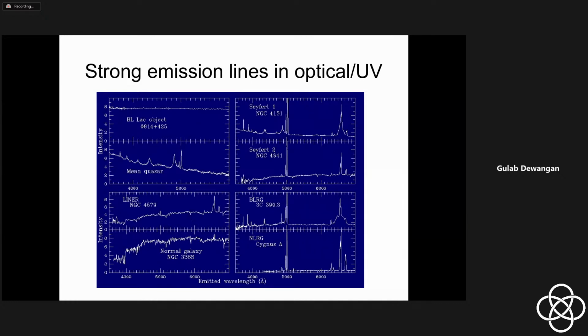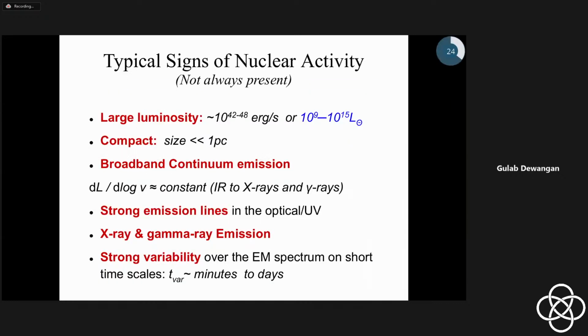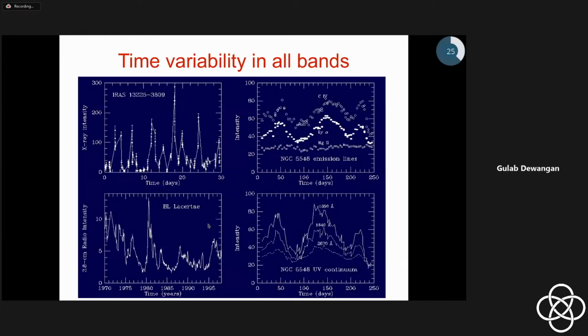These are the different types of optical spectra of active galactic nuclei. And these AGNs also have strong X-ray and gamma ray emission. I have already shown that. Then the AGNs show strong variability at almost all wavelengths, on time scales varying from a few minutes to days. And here are some examples of this time variability of some of these AGNs.